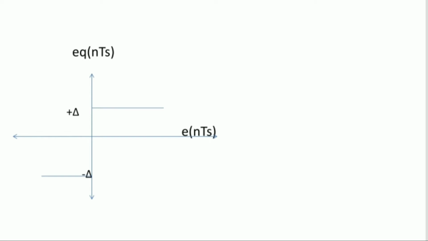After the comparison, if we find the error function positive, then the quantizer gives a plus del value, and if the error function is negative, the quantizer gives a minus del value. Those are the two quantized levels used in delta modulation, plus del and minus del.